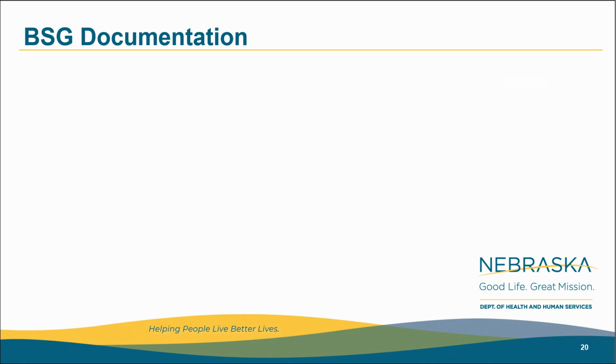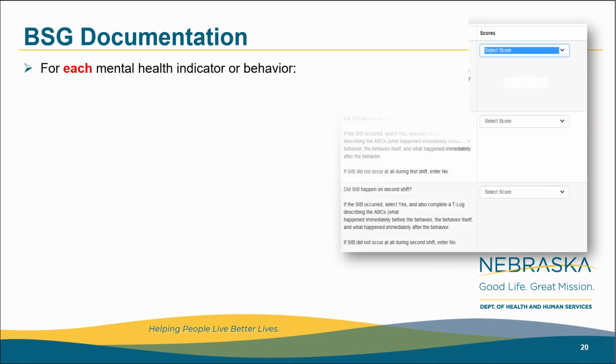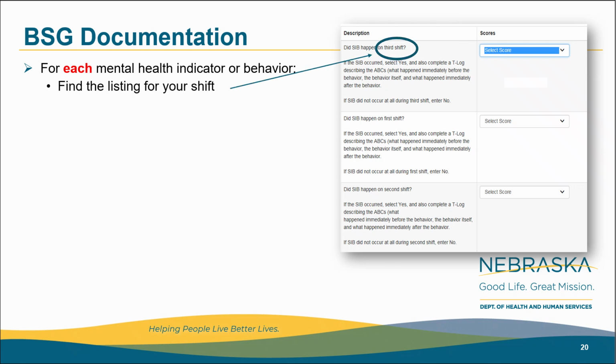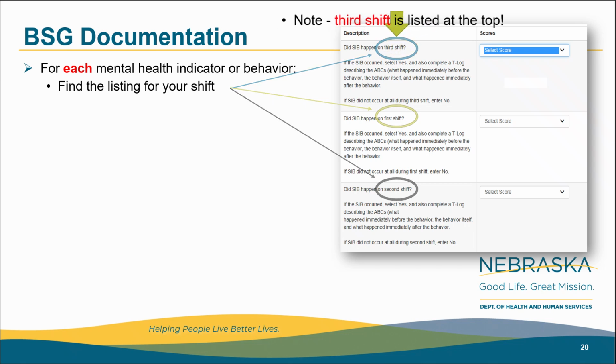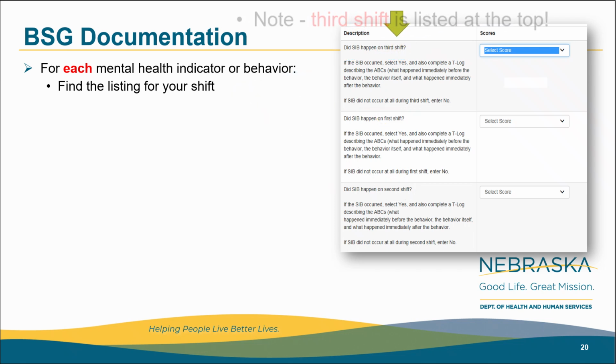Next, let's take a look at how BSG documentation will be entered. For each mental health indicator or behavior that has been identified, you should first find the listing for your shift. Please note that third shift appears at the top because BSGs will be implemented at midnight.